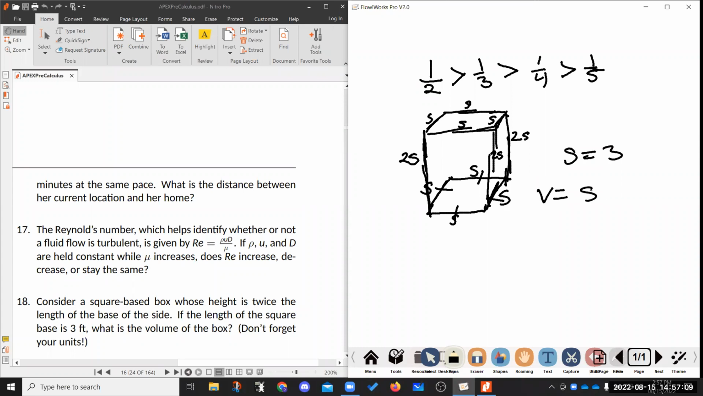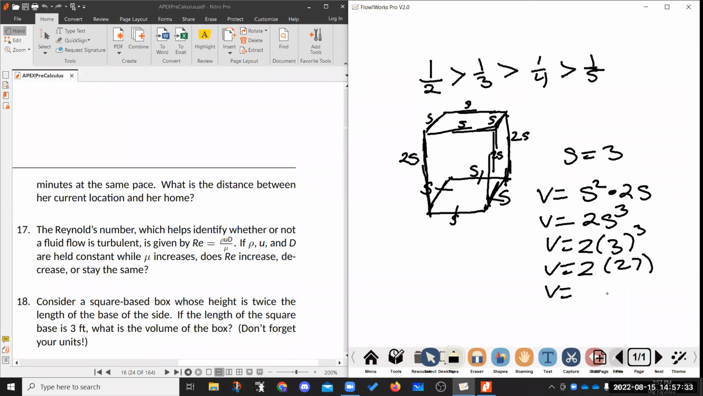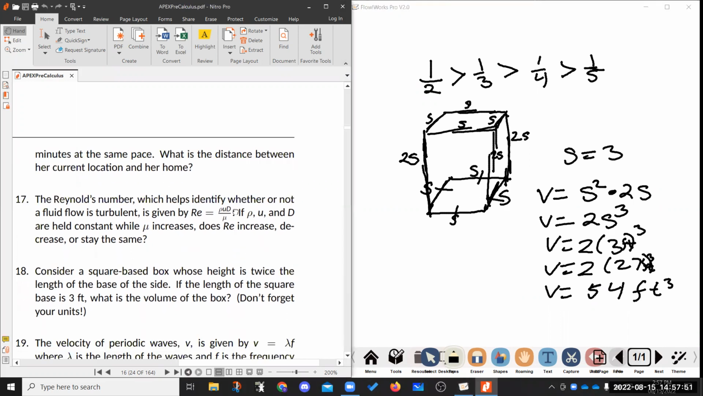Well, the volume is going to be S squared times 2S, length times width times height. So my volume is going to be 2S to the third, and they tell us that S is 3. 3 to the third is 27. 2 times 27 is 54, and this is in cubic feet. It told us don't forget the unit. In fact, they put an exclamation point there. They're really serious about that.